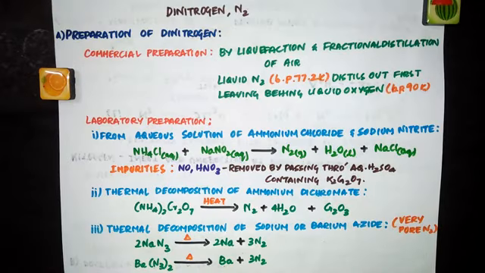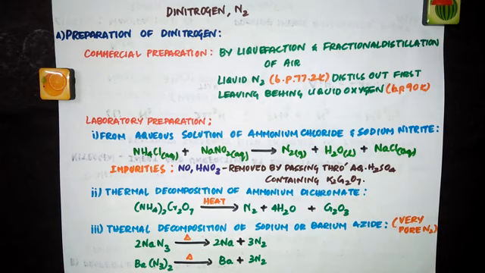Dinitrogen is also called molecular nitrogen or simply nitrogen. It is a colorless, odorless and tasteless gas, and we know it comprises nearly 78% by volume of Earth's atmosphere. Nitrogen was discovered by Daniel Rutherford in the year 1772, and it exists as a diatomic gas in the elemental state. Now we will see the preparation of nitrogen.